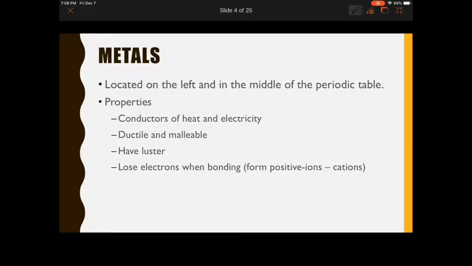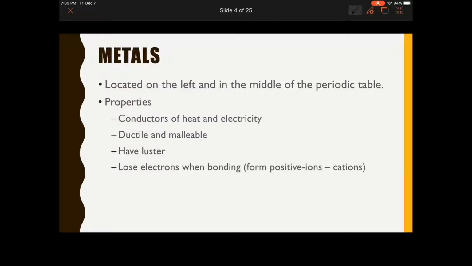So, metals. These are located on the left and in the middle of the periodic table. Some of their properties are that they are conductors of heat and electricity, which is why we use them for piping and for our electrical wires. Another one is that they are ductile and malleable. If you remember from physical and chemical properties, we talked about ductile, and that it means the metal can be drawn into a wire. Again, another great reason as to why we use these in our electrical wires.